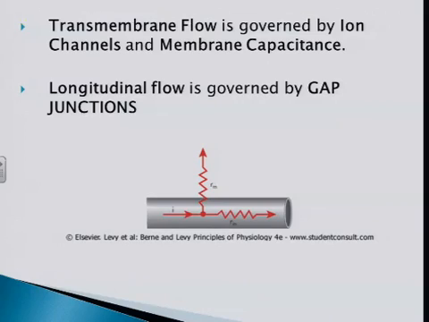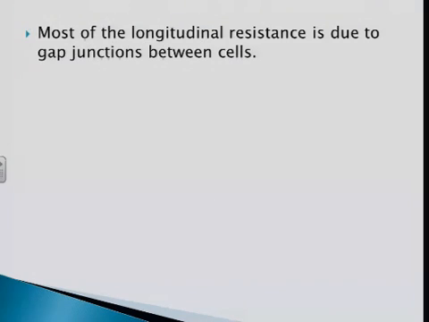Longitudinal flow has this resistance component. And this resistance, for the purposes of this course, is governed by gap junctions. There is some resistance of essentially the cytosol. All those internal organelles and the tortuosity do contribute some resistance, but it's negligible compared to the resistance formed by the gap junctions, those electrical connections between cells. So essentially, almost infinite conductance within a cell, and then lower conductance at gap junctions. So most of the longitudinal resistance is due to gap junctions between cells.